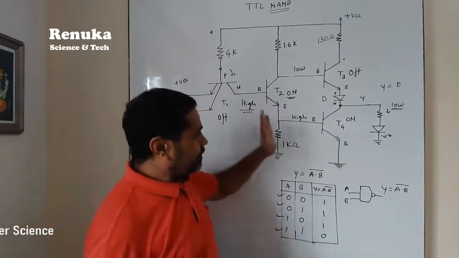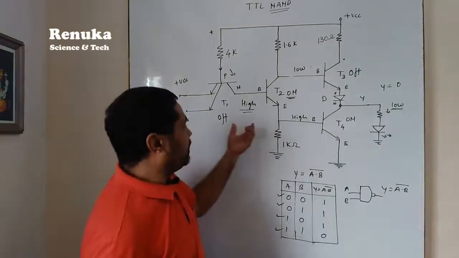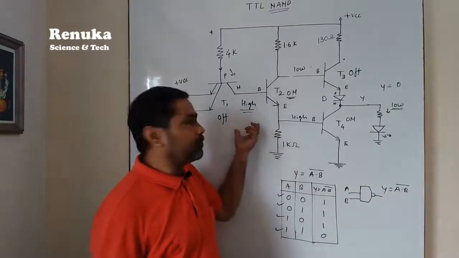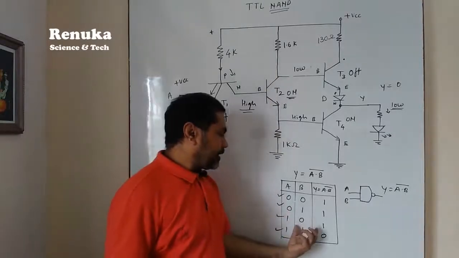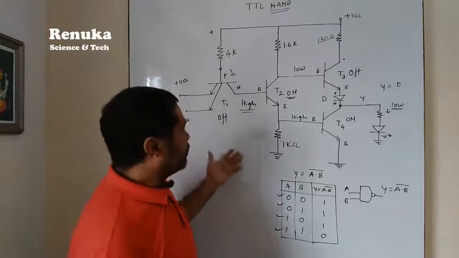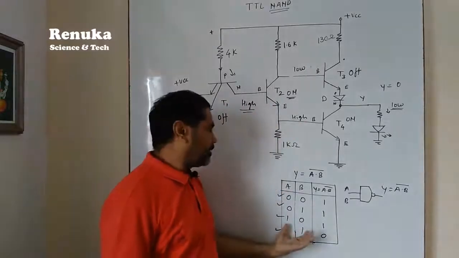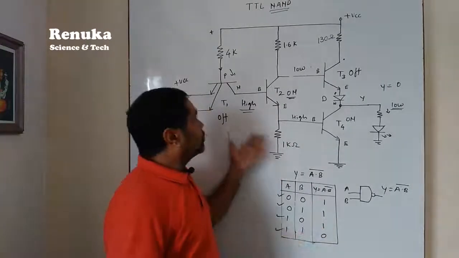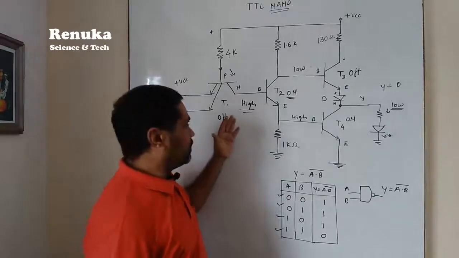So this transistor circuit may come for 4 marks, in which about 2.5 marks are for the diagrams, half mark for the truth table, and only 1 mark for explanation. So if you remember this circuit, it is easy to explain it, and the truth table can be memorized. So this was a TTL NAND gate.